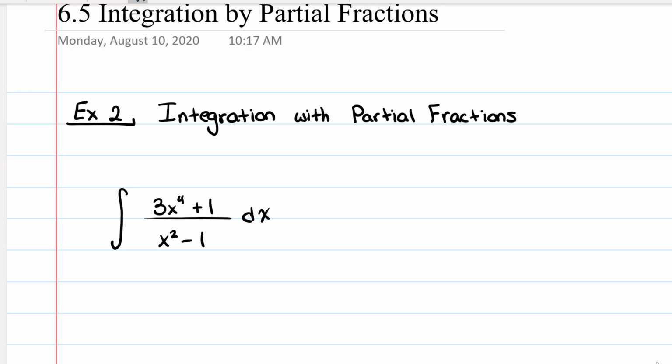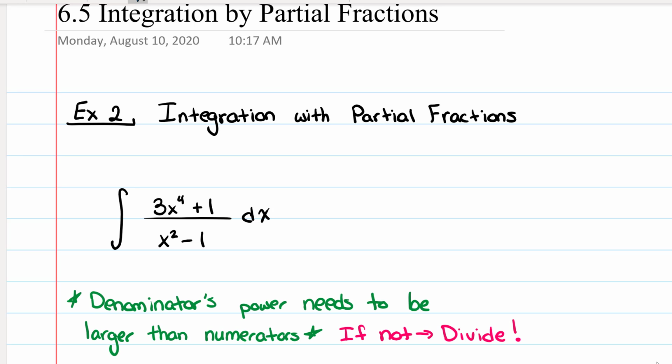6.5, example 2. Now that we've looked at how to break apart a fraction using fractional decomposition, the next step is to actually learn how to integrate them. But before we go ahead and integrate this function, we have to talk about the conditions for using fractional decomposition. In order to break down the fraction into smaller pieces, the denominator's power has to be larger than the numerator's power. If the denominator's power is smaller, then it's going to need to be divided. This goes back to your algebra skills, and we're going to have to do some long division here.